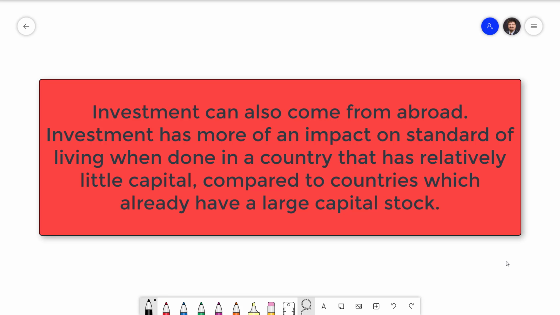With this in mind, the World Bank and International Monetary Fund facilitate loans from wealthy countries into developing ones. Those developing countries can use these loans to invest in physical and human capital, which we'll talk about in a minute. And because of the catch-up effect, investment in those countries has more of an impact than had that same level of investment happened in an already developed country.